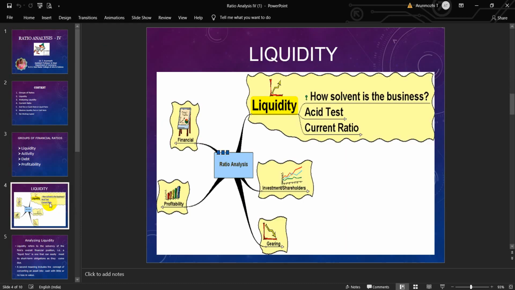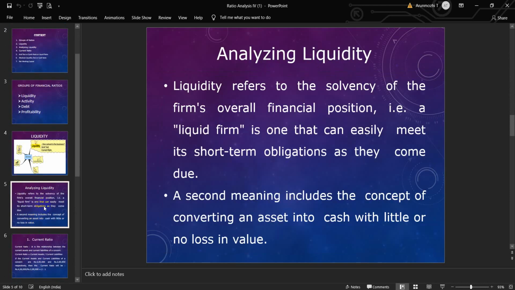This diagram depicts liquidity, how solvent is the business, which has the acid test or the current ratio. Analyzing liquidity: liquidity refers to the solvency of the firm's overall financial position, that is, a liquid firm is one that can easily meet its short-term obligations as they come due. The meaning includes the concept of converting an asset into cash with little or no loss in value.